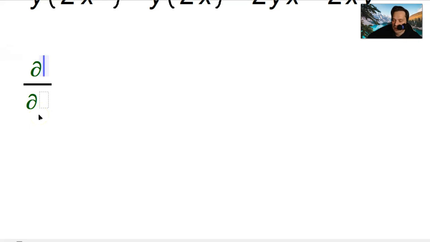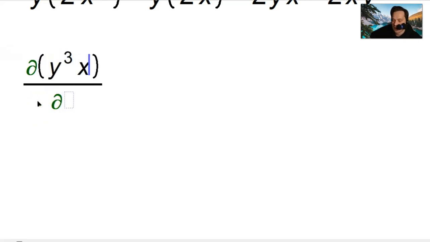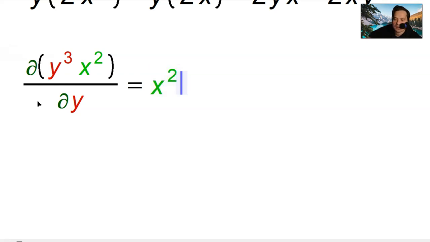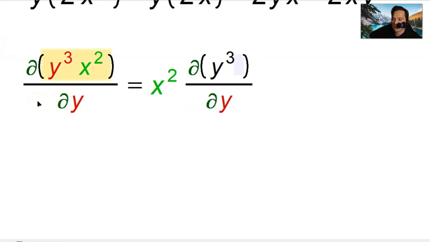Another example here, different variable differentiation. So the derivative, say, of y cubed times x squared or something like that with respect to, let's say, y this time. So what matters is this has y and this has y, and this is only x squared. So the x squared is constant with respect to y, so it goes outside like that. And then what's left under the differentiation operator would be the y cubed part, because this has y and this has y.